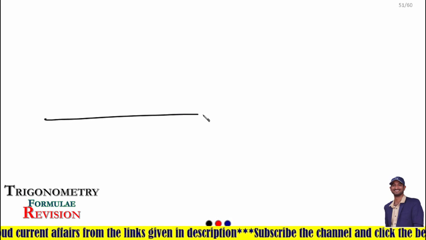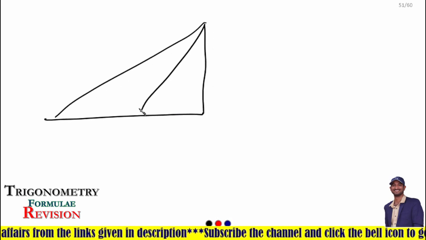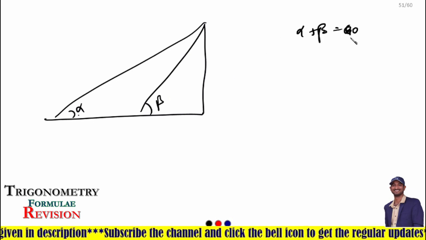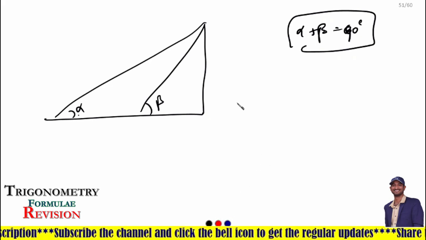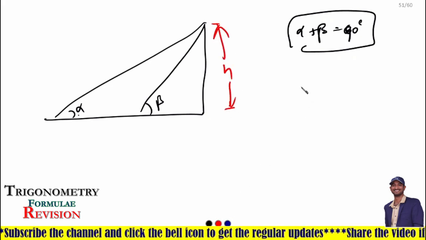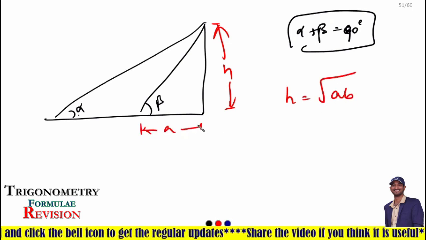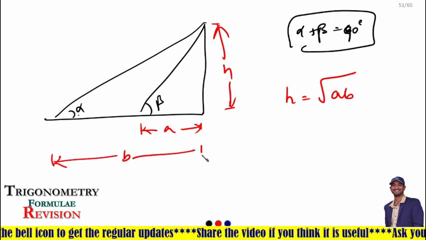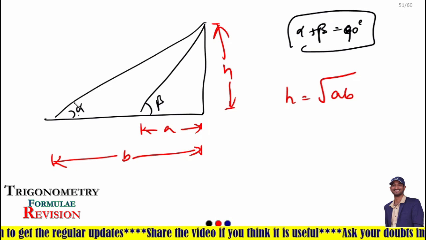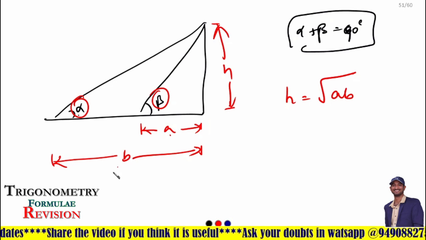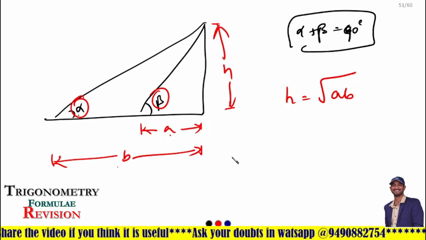Next, type 2 models are based on complementary angles. Suppose the angle of elevation changes from alpha to beta, and alpha and beta are complementary angles. Then the height of the tower h is equal to root over AB. What are A and B? These are the distances from the points to the bottom of the tower. When the angles are complementary, h is equal to the square root of the product of the distances from the points to the bottom of the tower.